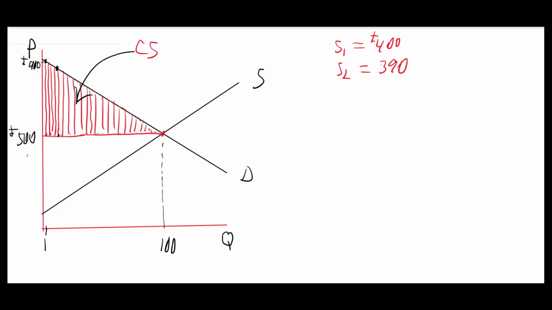There are also people who will pay exactly £500. Their consumer surplus will be zero, obviously, because they are paying what they wanted to pay, and that is equal to the market equilibrium price. Okay, so that's consumer surplus.